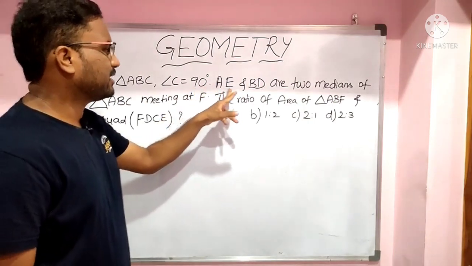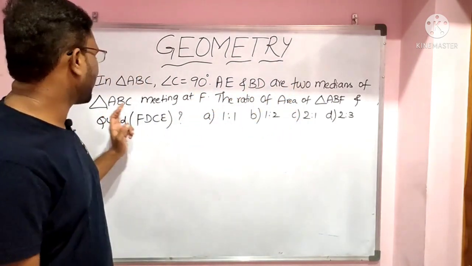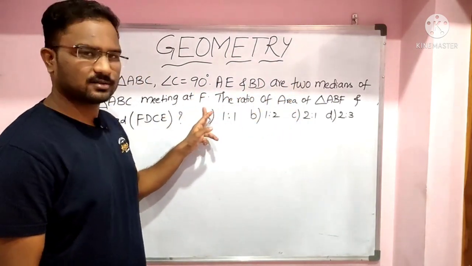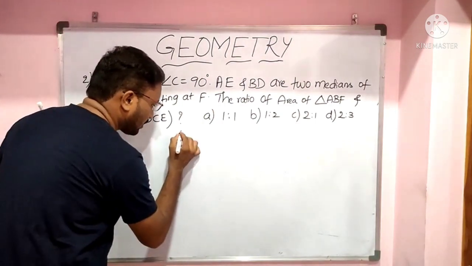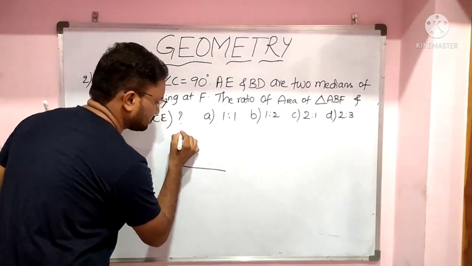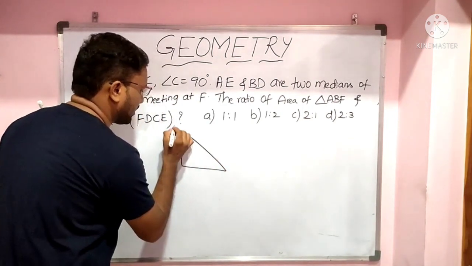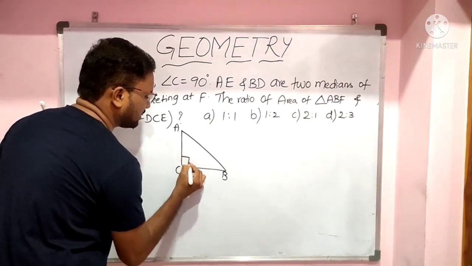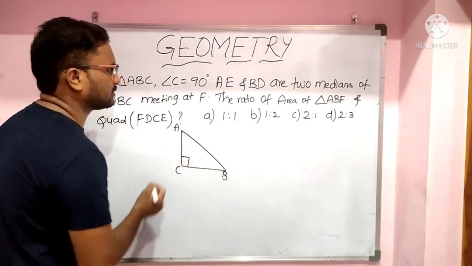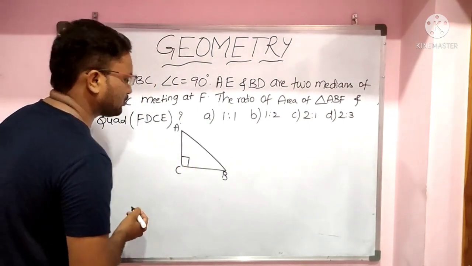So second problem. In triangle ABC, angle C equals 90 degrees. AE and BD are two medians of triangle ABC meeting at F. Let's draw triangle ABC. Here angle C is 90 degrees.